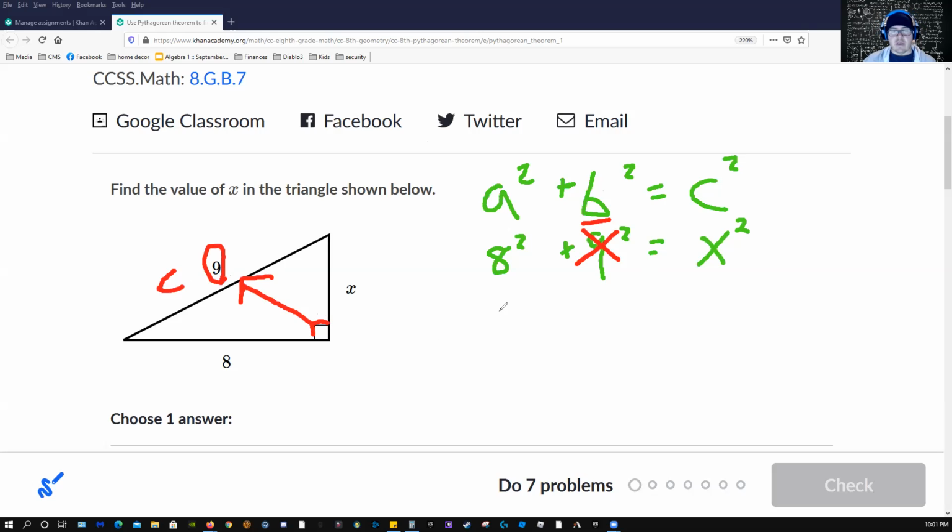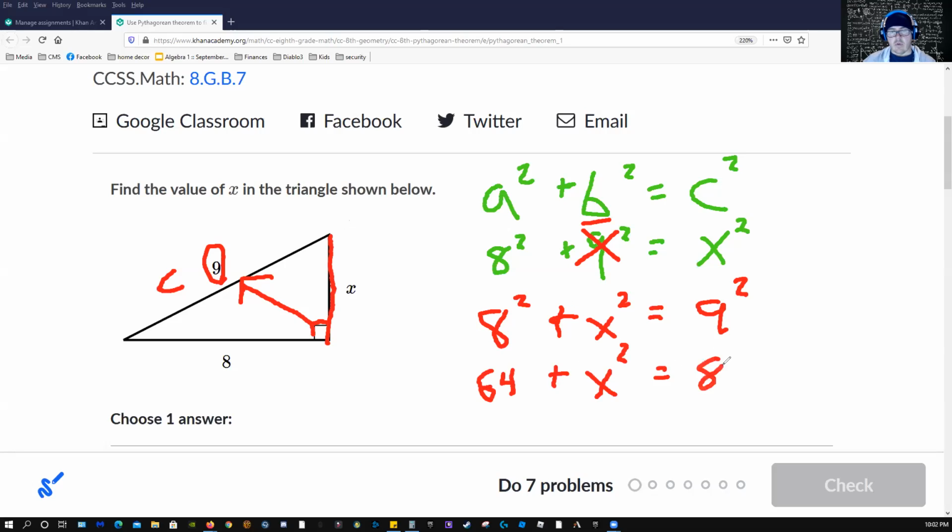What I should have said is 8 squared plus B squared equals 9 squared. I guess what I could have done, instead of B, I could have put the X. Because that's what I really need to know. I need to know this side over here. Now we can go ahead and do our second powers. 8 squared is 64. We don't know what x squared is. 9 squared, 9 times 9 is 81.